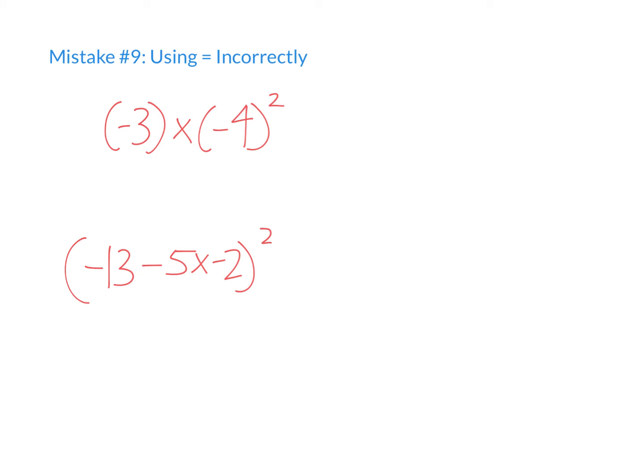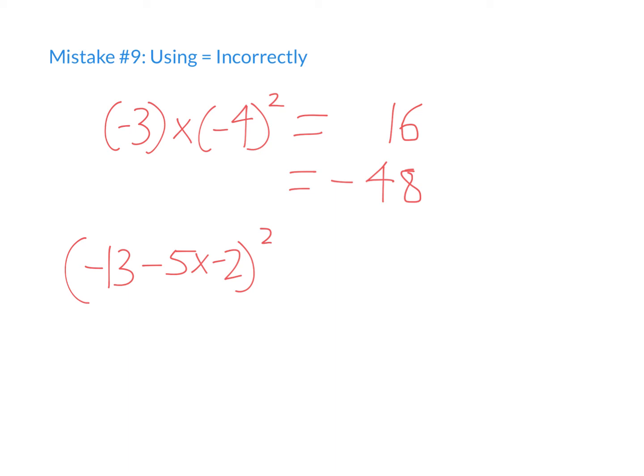Now the I in BIDMAS means index or power. That comes after brackets and before multiplication. So when doing this, my first step, I would need to calculate negative 4 squared, which you know is positive 16. And then I need to multiply negative 3 by positive 16, which is negative 48. This is an example of using the equal sign incorrectly, even though my final answer was right.